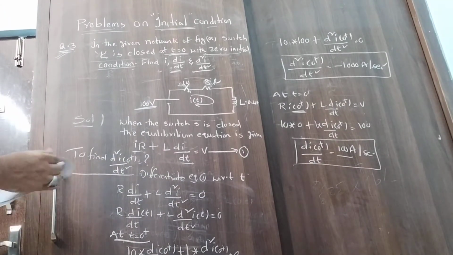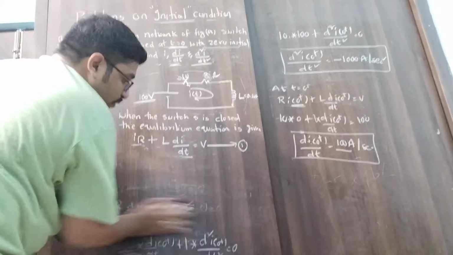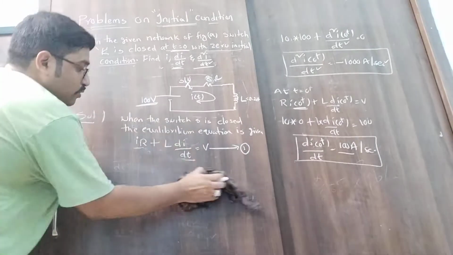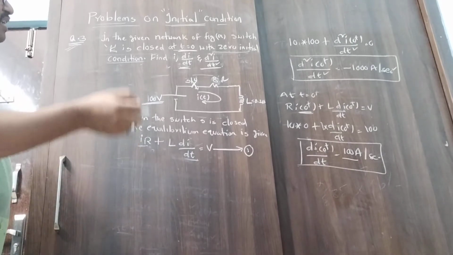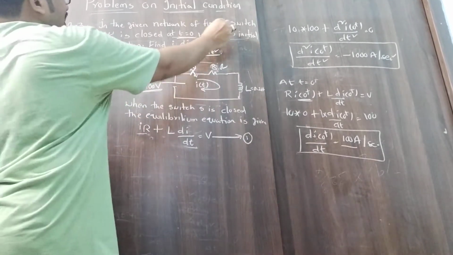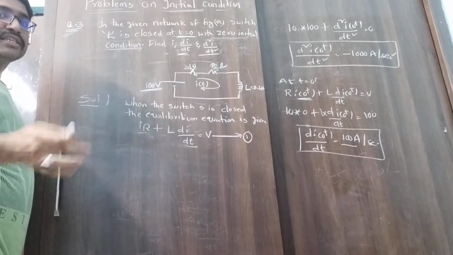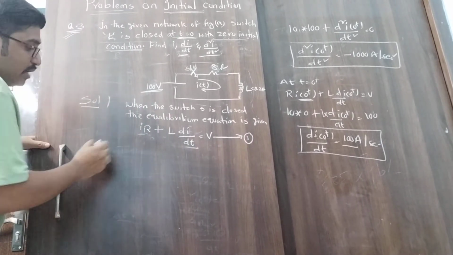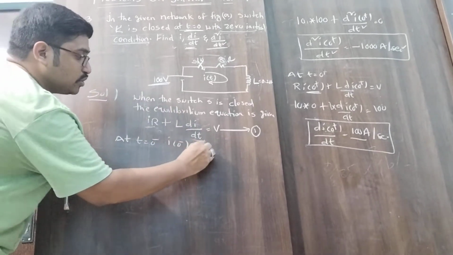Very simple. As usual, when the switch is closed, we are going to write the equilibrium equation. Problems on zero initial conditions are very simple, provided you know the conditions. In the given network, the switch S is closed at t is equal to 0 with zero initial condition. Initially there was no current in the circuit. So at t is equal to 0 minus, I of 0 minus is 0 amps.